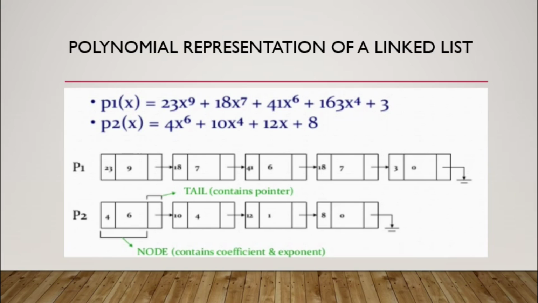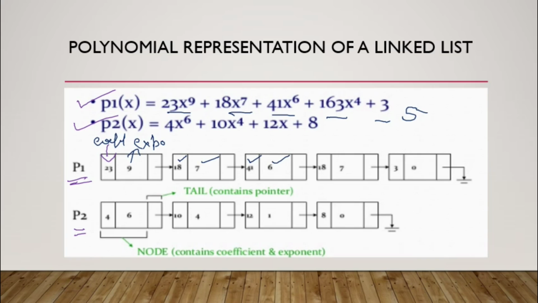Okay, so we have one more example here. They have two equations, one is p1 of x and one is p2 of x. So that is p1 for the first one, p2 for the second one. Sorry, 23 is a coefficient here, and 9 is an exponent. So we have totally 5 terms, and each of the terms is represented here. Second one, 18 is a coefficient and 7 is the exponent. 41 is a coefficient, 6 is the exponent.